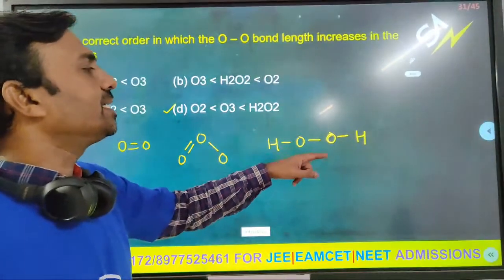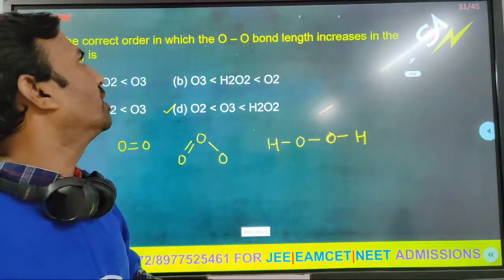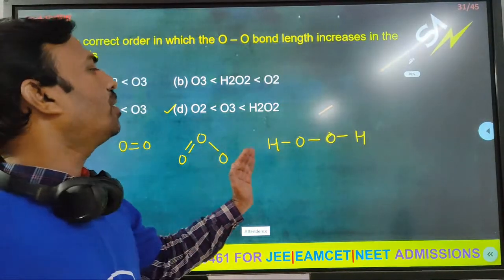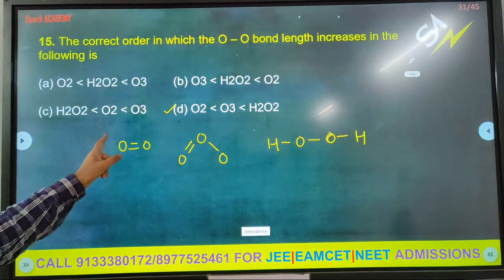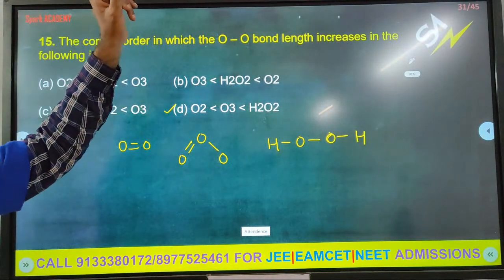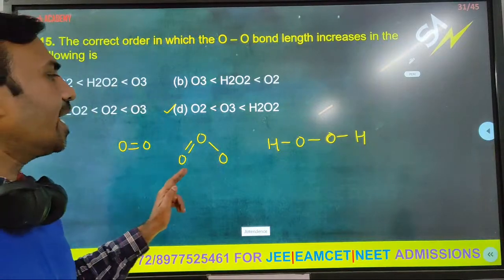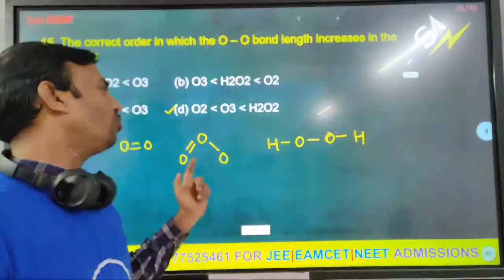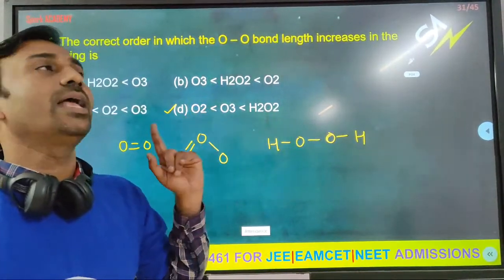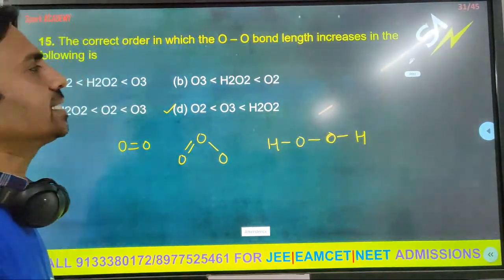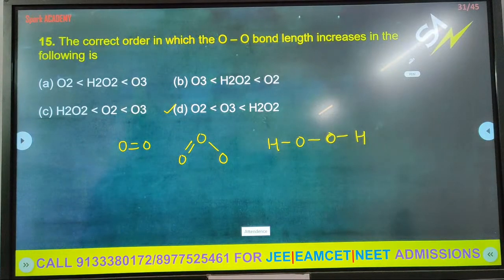Why? The reason is the number of single bonds. As the number of single bonds increases, the bond length increases. In the case of O2, the number of single bonds is 0. In the case of O3, the number of single bonds is 1. In the case of H2O2, how many single bonds? 3. As the number of single bonds increases, bond length increases.